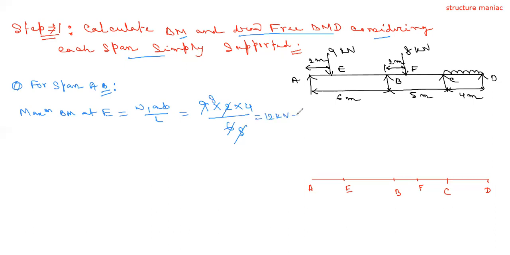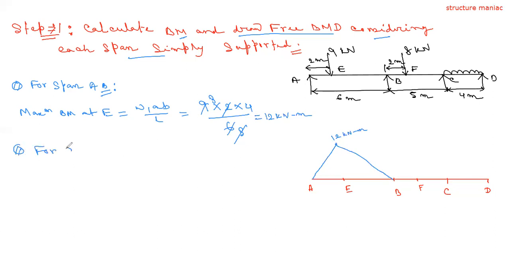12 kilonewton meter. Now we can easily draw the free bending moment diagram for span AB. At point E, we will have a bending moment value of 12 kilonewton meter, with inclined lines because we have a point load here.